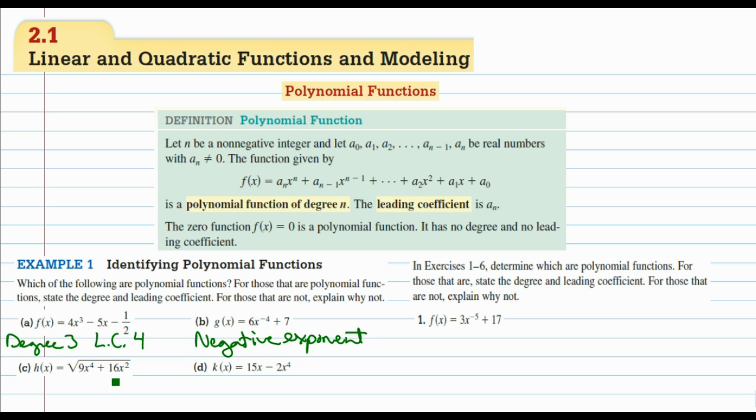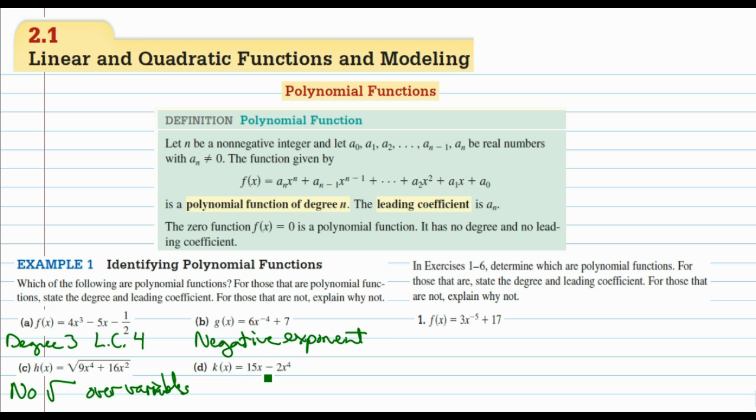Part C. The inside, 9x to the 4th plus 16x squared, looks like a polynomial, but I have a square root around the whole thing and I see nothing about a square root in the definition. So I will say no square root over variables. That's the reason why that is not a polynomial.